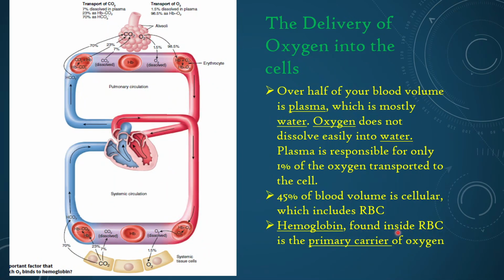Hemoglobin is found inside of that red blood cell. It's a primary carrier of oxygen. So you need a red blood cell, and you need hemoglobin inside that red blood cell in order to transport oxygen to the cell. That's basically what we're saying there.